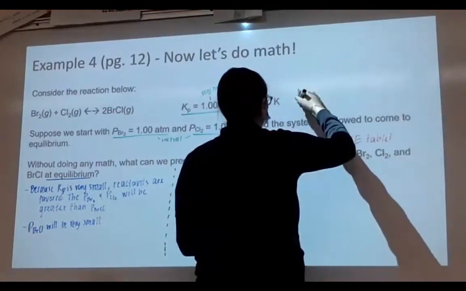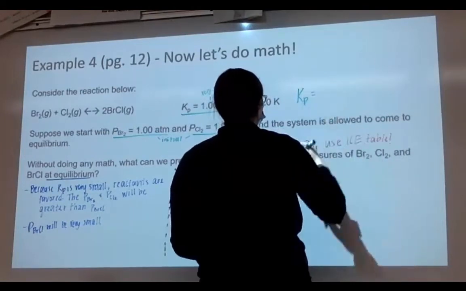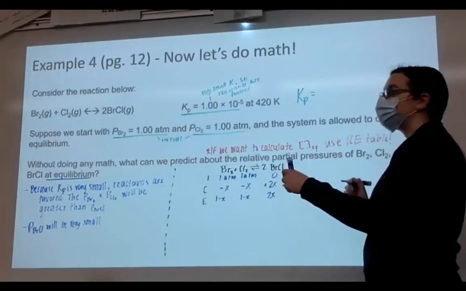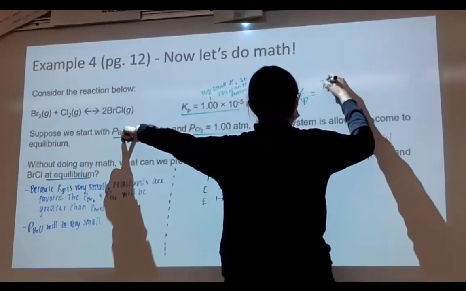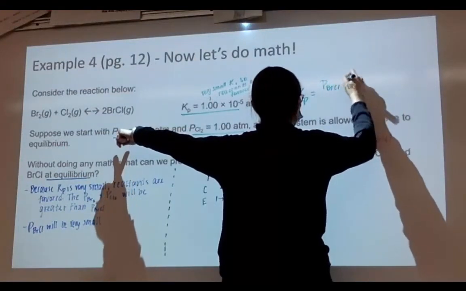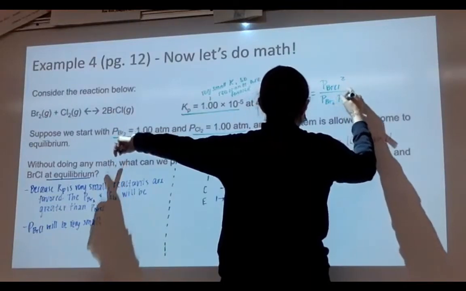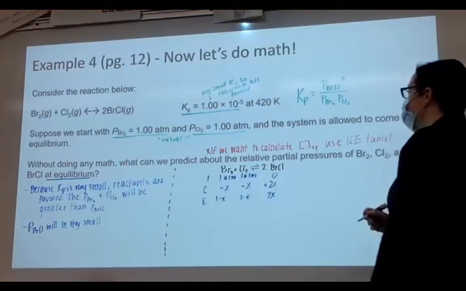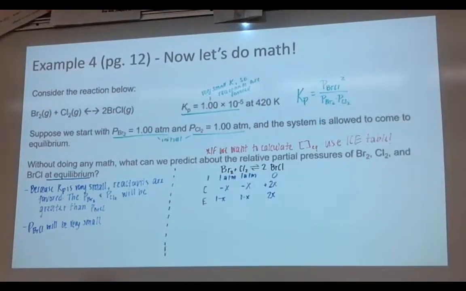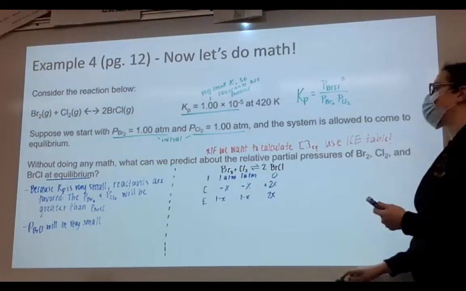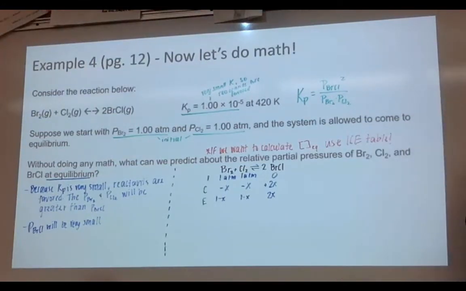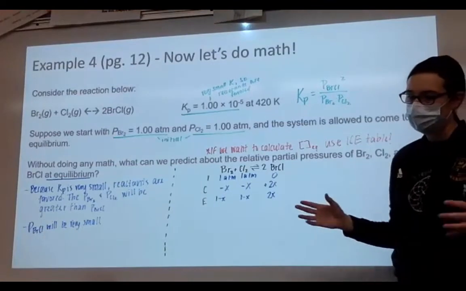Right, and I'm going to write it up here. All right, write our Kp expression. Kp, dealing in pressures, products over reactants. Pressure of BrCl squared over the pressure of Br2 times the pressure of Cl2. Well, remember, this is an equilibrium constant expression. We can use our K expression and we can plug all the values in.